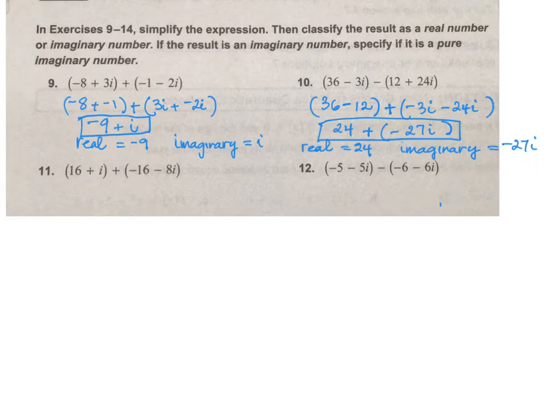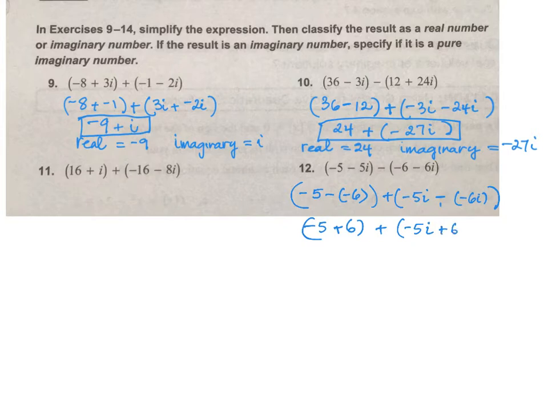In example number 12, we have -5, subtract -6, that's the real part, plus -5i, subtract -6i, that's the imaginary part. Now distributing, we have -5, a negative and a negative is a plus 6, plus -5i, minus a minus is also a positive 6i.